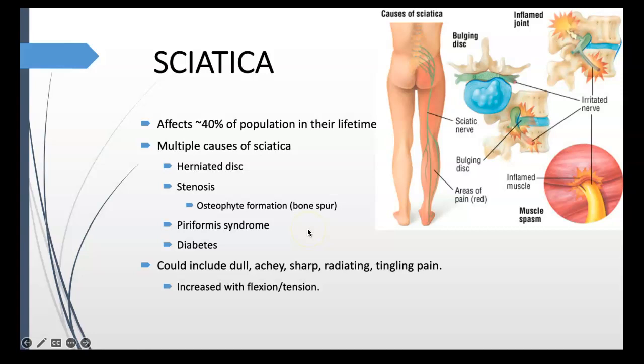We know about sciatica, at least with the hip, that the symptoms are increased when the hip is placed into a flexion moment, because you're going to place tension on the sciatic nerve, or you're going to stretch that sciatic nerve.